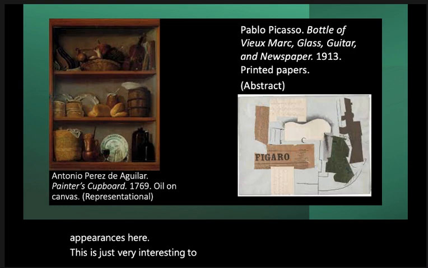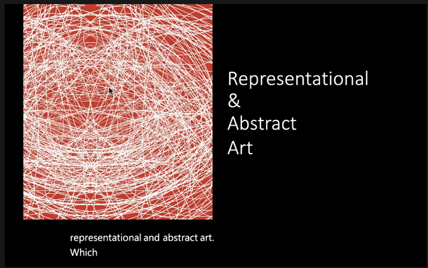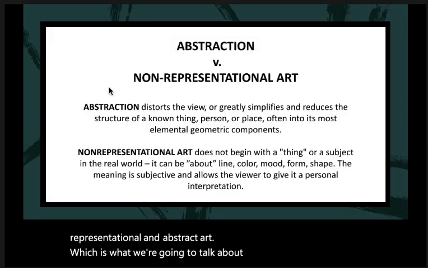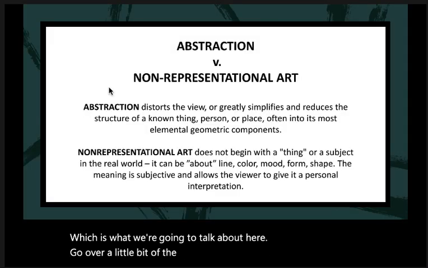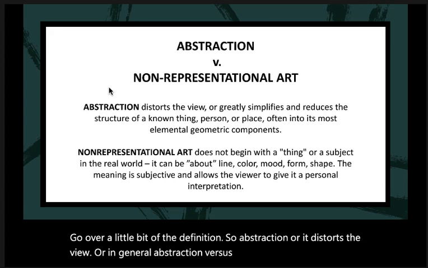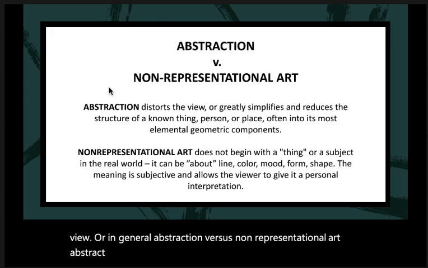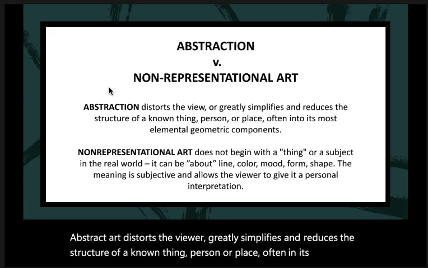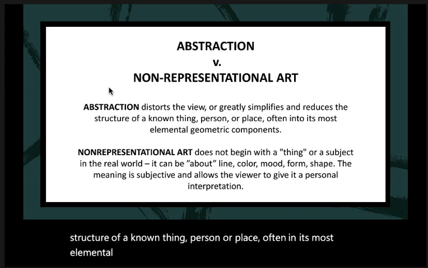So as we move into more representational and abstract art, which is what we're going to talk about here, let's go over a little bit of the definition. So abstraction art distorts the view, or in general, abstraction versus non-representational art. Abstract art distorts the view or greatly simplifies and reduces the structure of a known thing, person, or place, often in its most elemental geometric components.